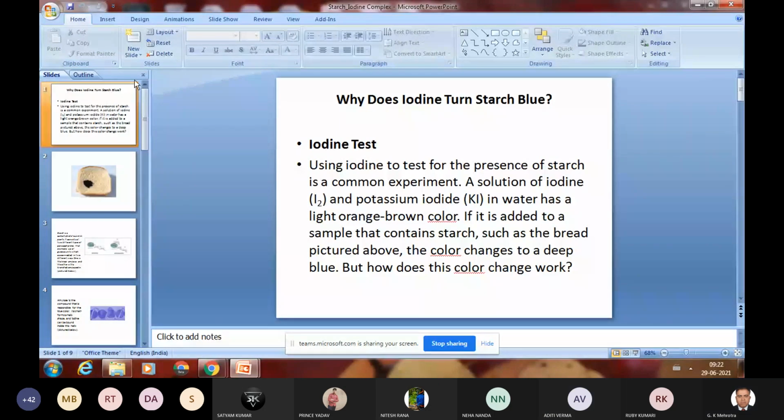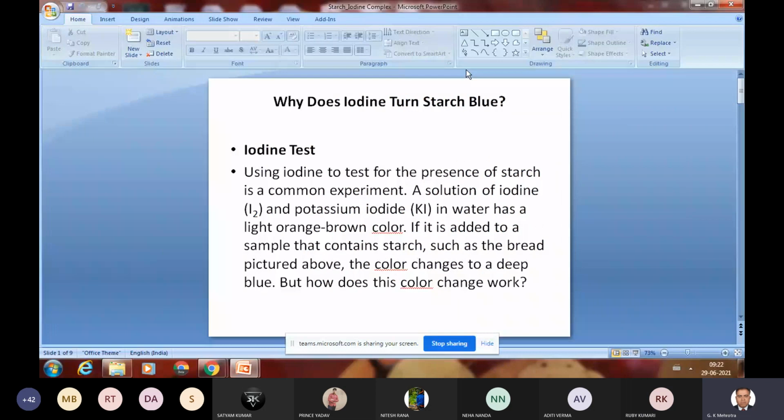Now, this thing is not available in your manual. It is something you will not normally find in literature at your level. So how does iodine turn a starch blue? That is the question. What is the role? What is the starch? And why does iodine turn a starch blue is explained here in this slide.